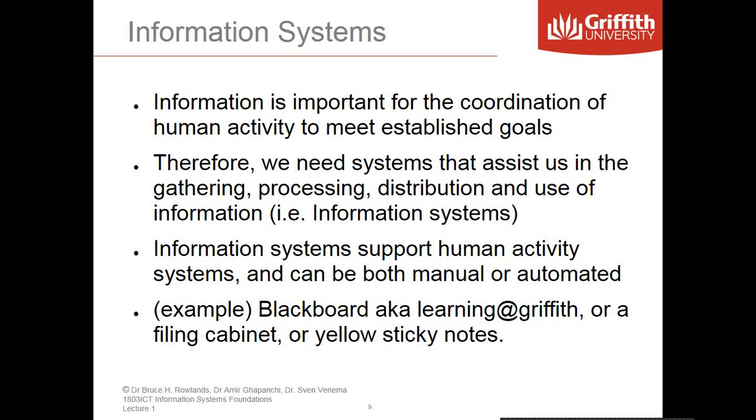So information is important for the coordination of human activity to meet established goals. So we need some systems that assist us in gathering, processing, distributing, and using that information. These things are the information systems. They support some human activity. They can be both manual or automated. I gave some examples of a manual post-it note kind of system just before. And Blackboard or Learning at Griffith is automated. Filing cabinet is manual, and it's really useful for certain things, but it doesn't scale well, right? So a lot of the systems that we interact with, they need to scale well to multiple users or many users. Okay, so post-it notes also don't scale well.